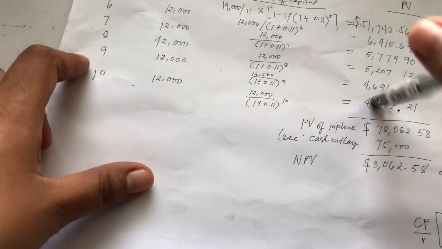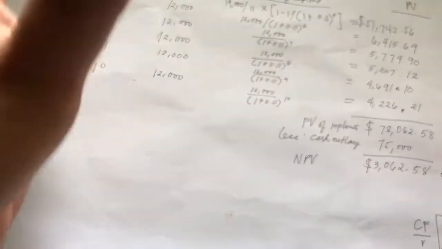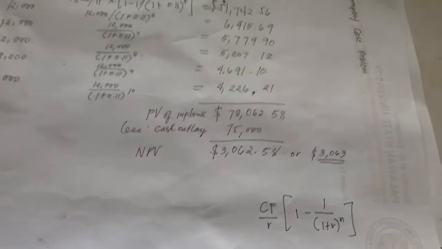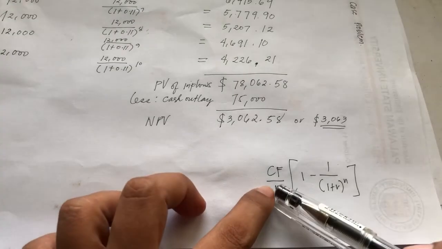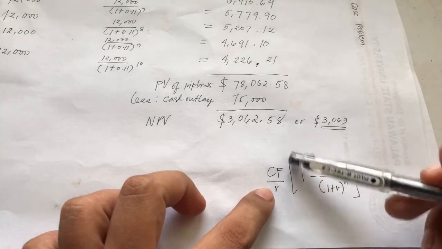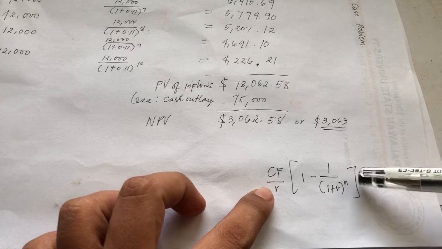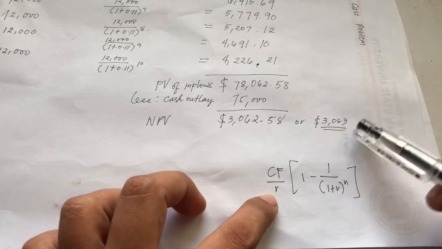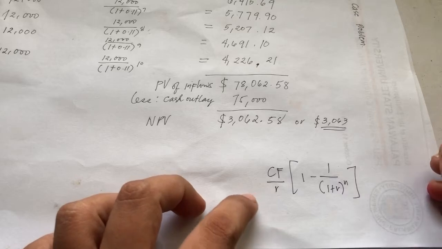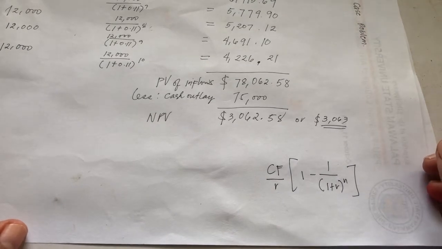So, dito, sinolve ko na ito. Ito yung table na pinrovide ko sa module nyo. If you can still remember, the formula of the present value is this one: cash flow over rate, times 1 minus 1 over 1 plus rate raised to n. Ito yung formula ng present value.